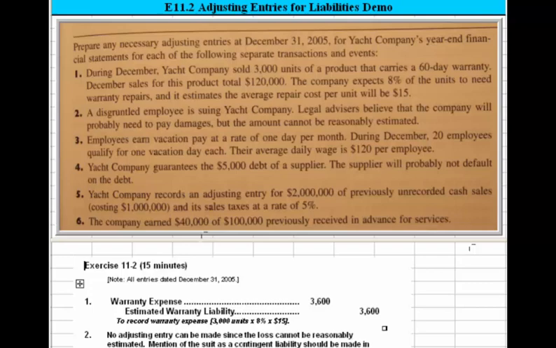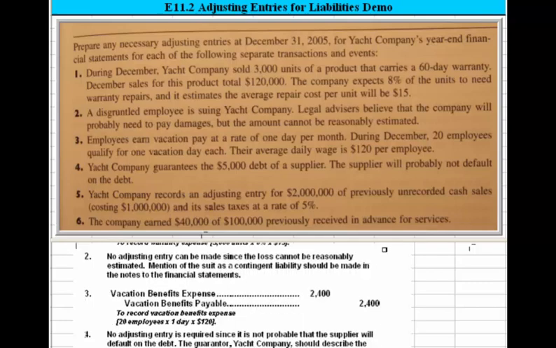Employees earn vacation pay at a rate of 1 day per month. During December, 20 employees qualify for 1 vacation day each, and the average daily wage is $120. Okay, well from that we know we're going to multiply the 20 employees times 1 vacation day times $120. We'll debit an account called vacation benefits expense. Okay, there it is in front of you for $2,400.